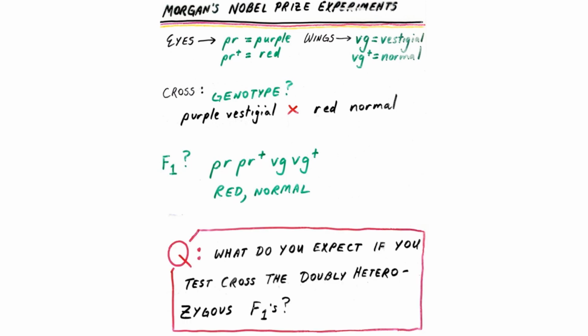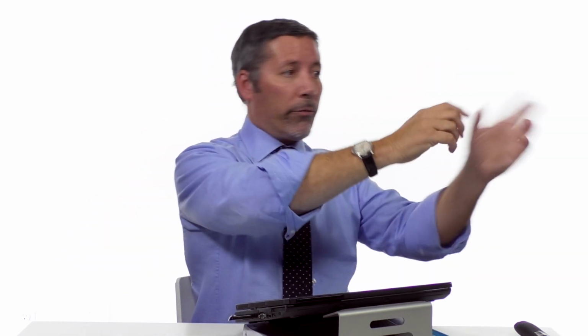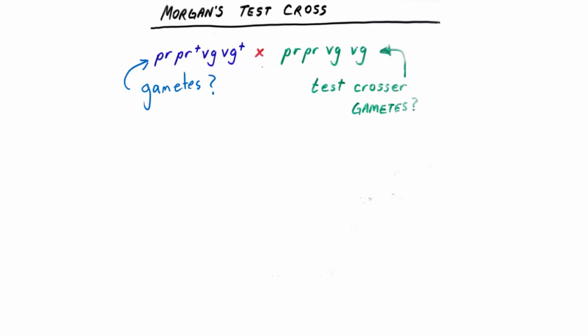But here's what Morgan thought. He thought, forget about crossing the F1s. What if we test cross the double heterozygous F1s? Now remember what a test cross is: you take some individual that shows the dominant trait, you don't know what the full genotype is, and you cross it with an individual that is homozygous recessive. And that way then from the offspring we could figure out the genotype. But he said, let's test cross these F1s that are heterozygous for each of the two traits. And I'll show you what happened.